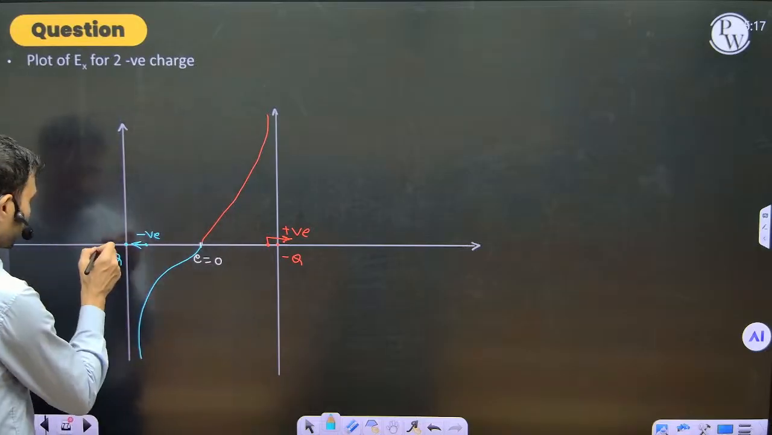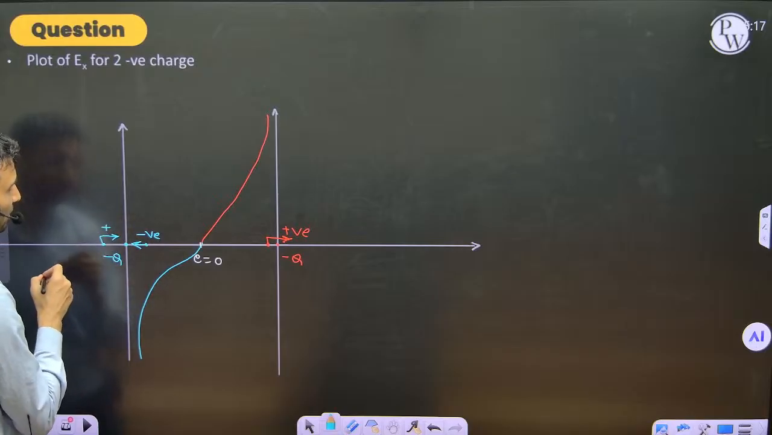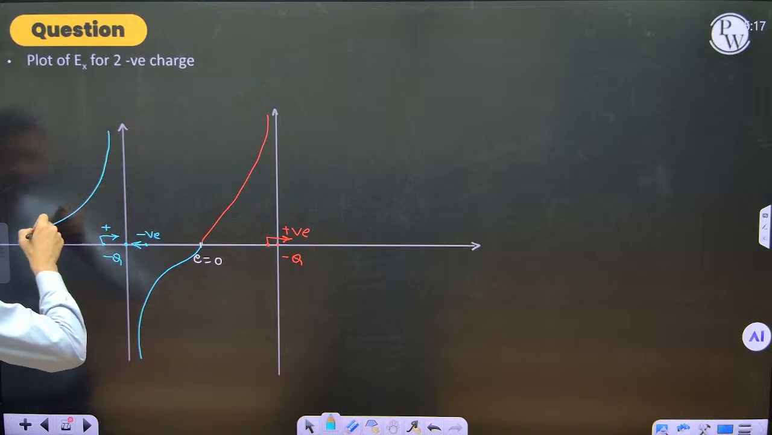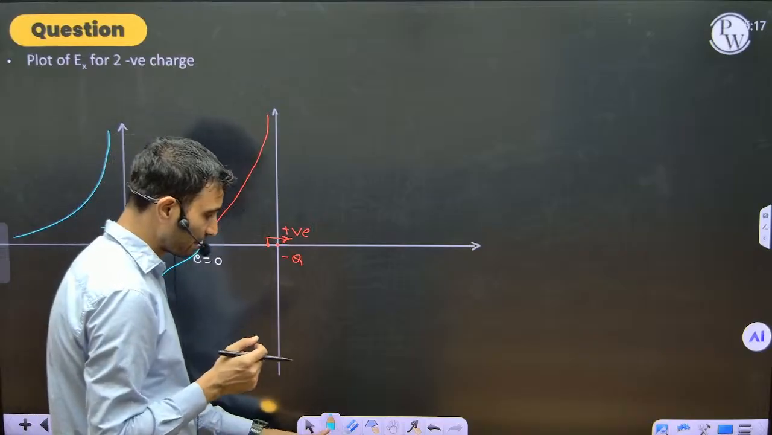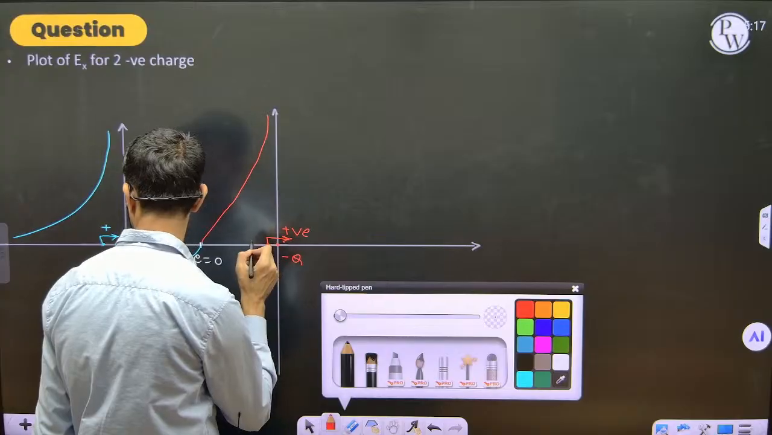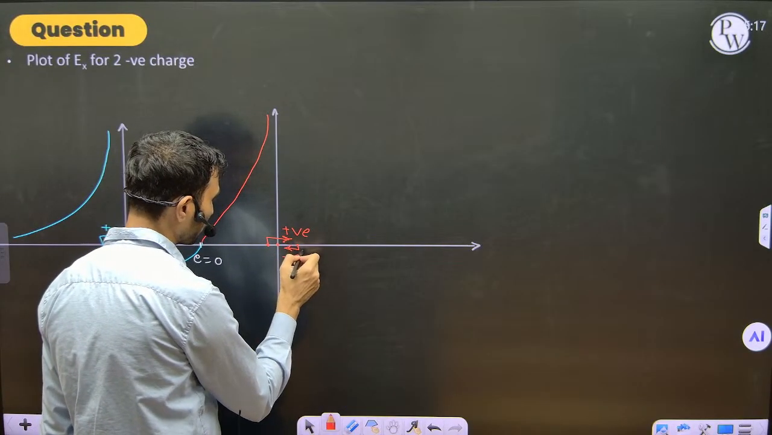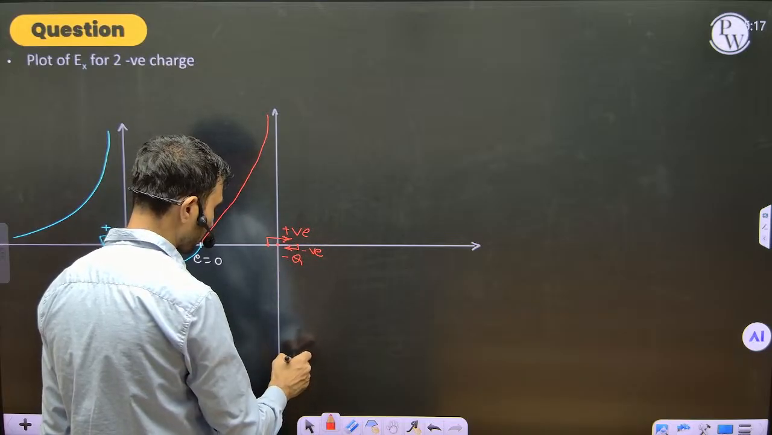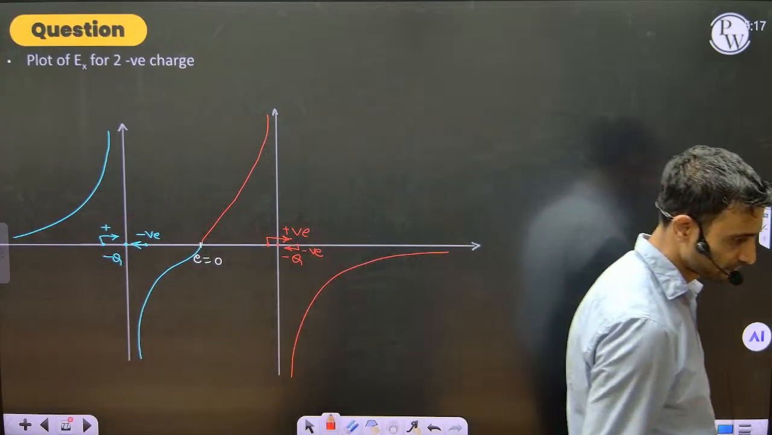Now let's talk about this side. Here it will be towards minus q, right? That means positive component. It will go from positive all the way to 0, right? Whereas here, because of the negative charge, it will be towards the left, right? Left means negative. So it will start from negative and go all the way to 0. Why go to 0? Because at infinity the electric field will be 0, right?